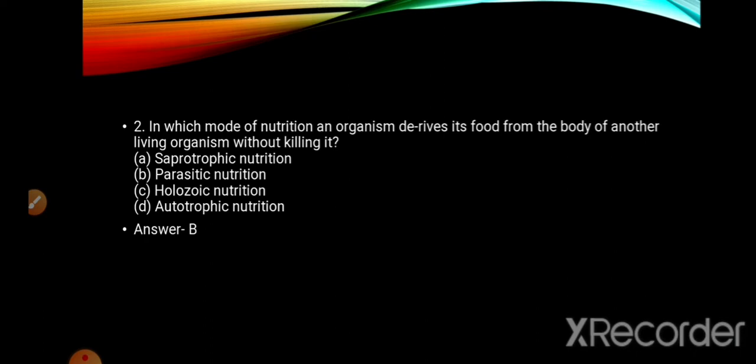Okay, and then autotrophic nutrition. What is autotrophic nutrition? In autotrophic nutrition the organism prepares its own food, like plants. They prepare their own food in the presence of sunlight. So that is called autotrophic nutrition. So the answer of this question is B, that is parasitic nutrition, because parasitic organisms derive food from the body of another living organism without killing it.